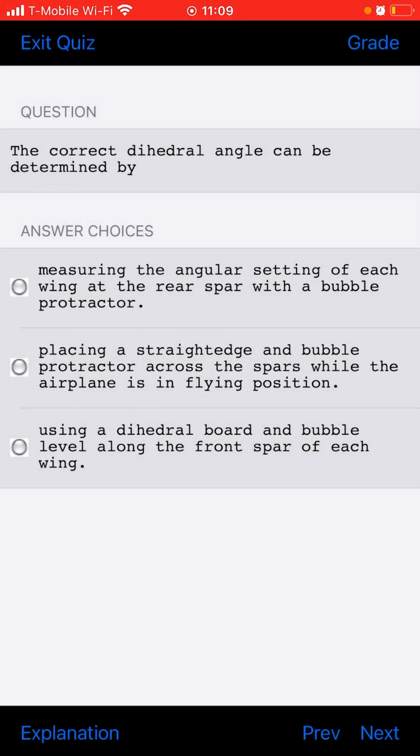The correct dihedral angle can be determined by measuring the angular settings of each wing at the rear spar, using a dihedral board and a bubble level along the front spar of each wing.